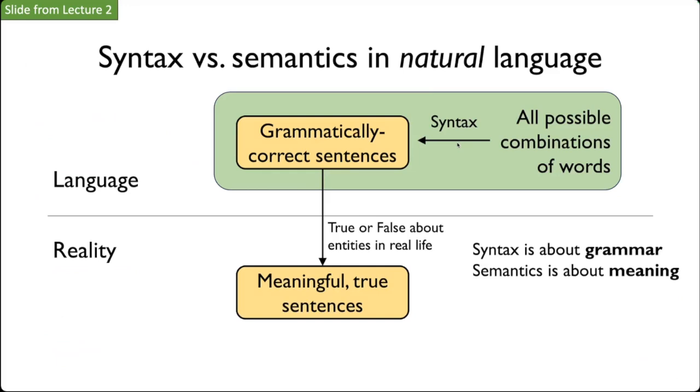But if I satisfy grammar just fine, then I end up with grammatically correct sentences, and of those, we have meaningful and true sentences, which have a connection from not just the world of language, but to the world of reality. And these are true or false about entities in real life. This is, I think, your first step in understanding what these two words mean. Syntax is about grammar. Semantics is about meaning.